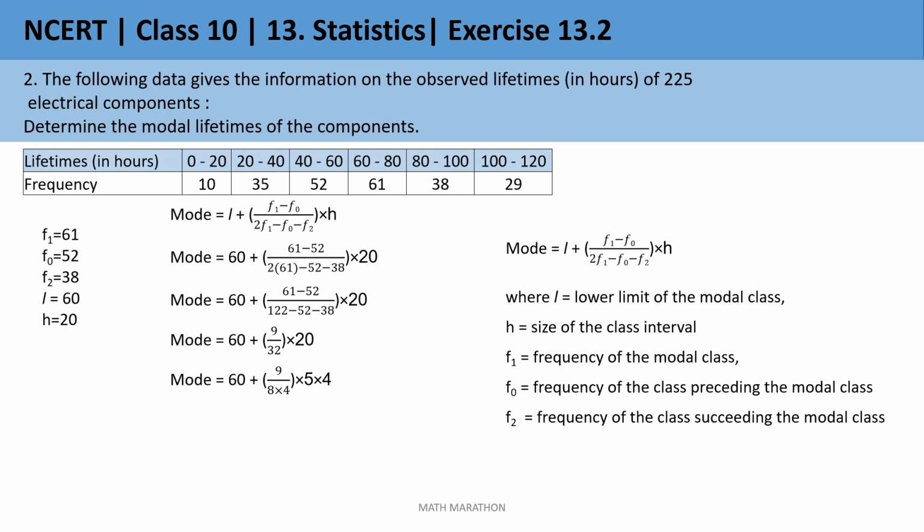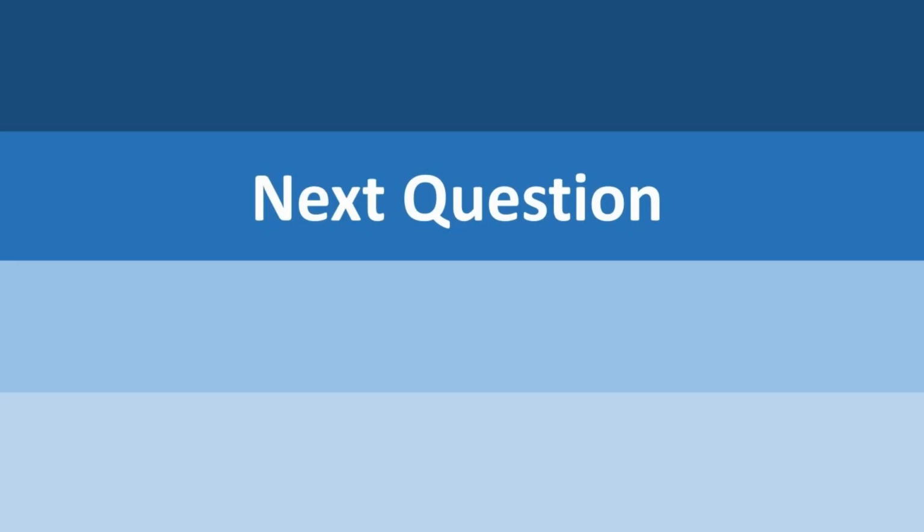In numerator, 20 is divisible by 4. In denominator, 32 is divisible by 4. So, we can cancel out 4. Mode is equal to 60 plus 9 by 8 multiplied by 5. 45 divided by 8 is 5.625. Mode is equal to 60 plus 5.625. Mode is equal to 65.625 hours. Let us see next question.